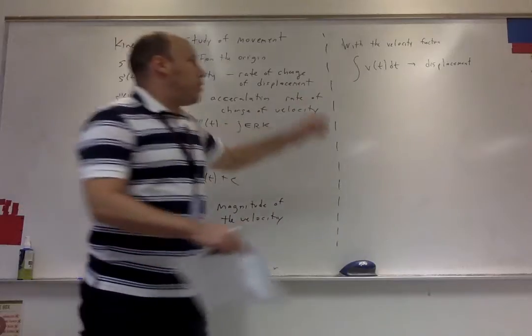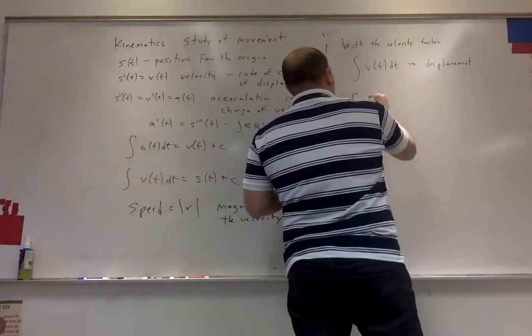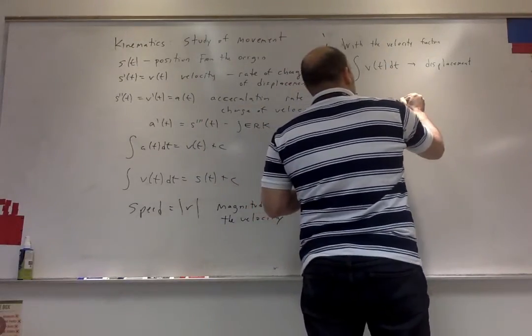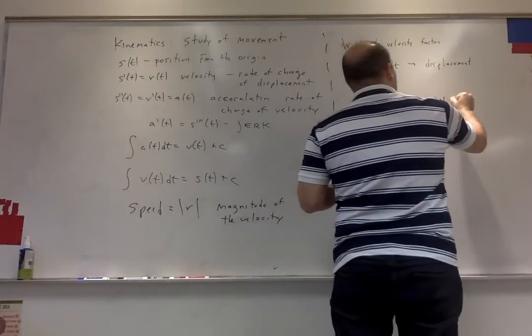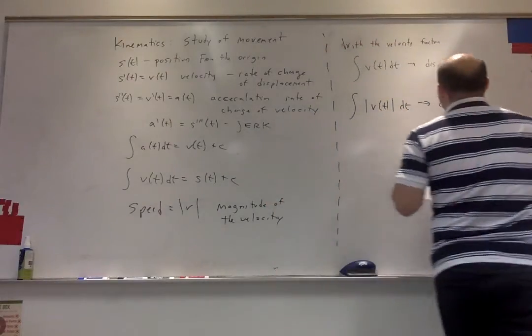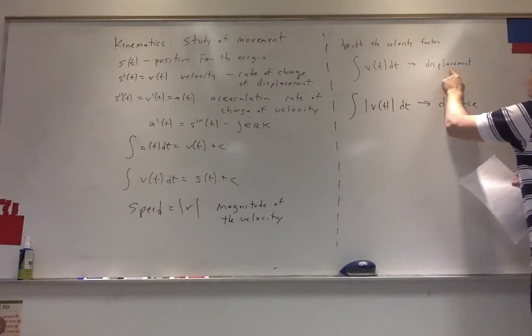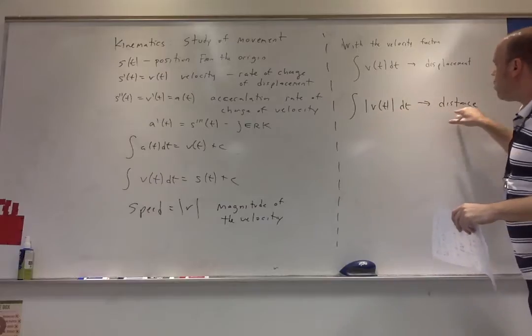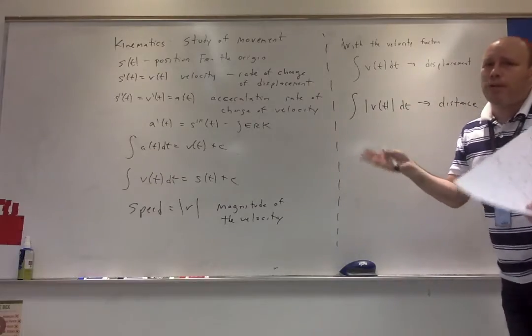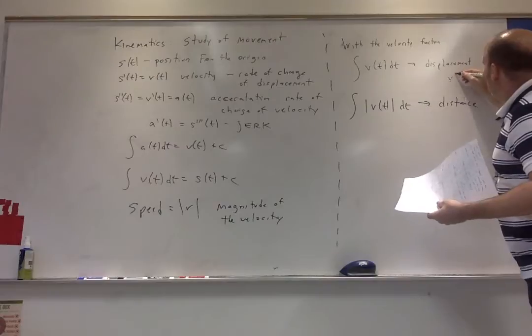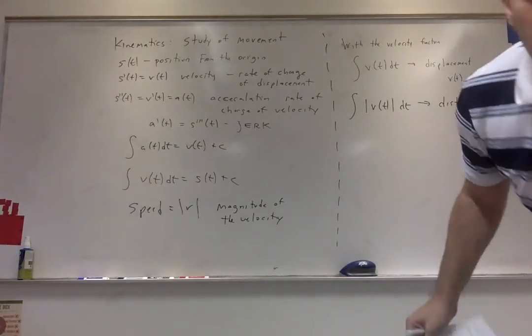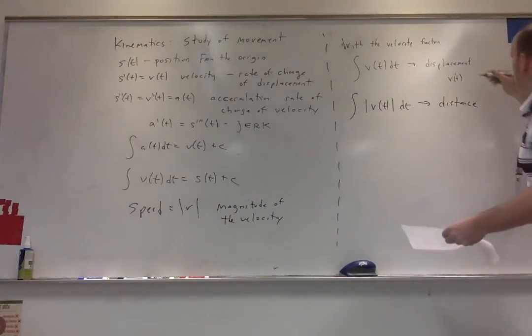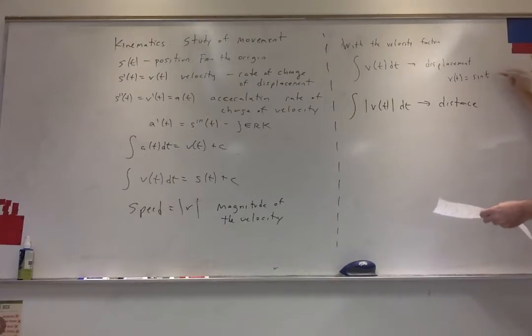Now, I'm going to write the other thing. It's the integral of the absolute value, and that tells you the distance. So the integral of velocity tells you the displacement. The integral of the absolute value of the velocity gives you the distance. Why do we need the two formulas? Well, let's take a look at the graph of sine of x. Let's let the velocity be the sine wave.